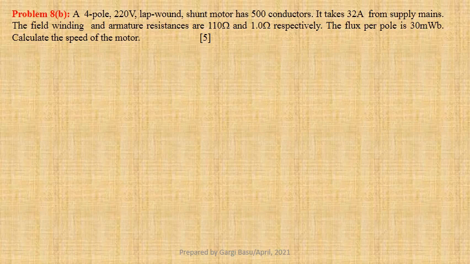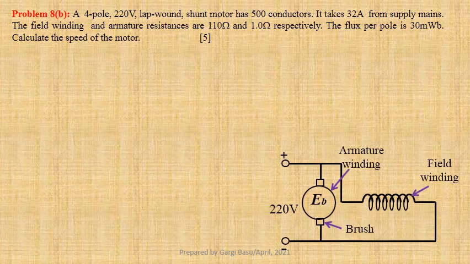Problem number 8b. A 4-pole 220 volt lap wound DC shunt motor has 500 armature conductors. It takes 32 ampere from supply mains. The field winding and armature resistances are 110 ohm and 1 ohm respectively. The useful flux per pole is 30 milliweber. We have to determine the speed of the motor. Let us first jot down the given data.